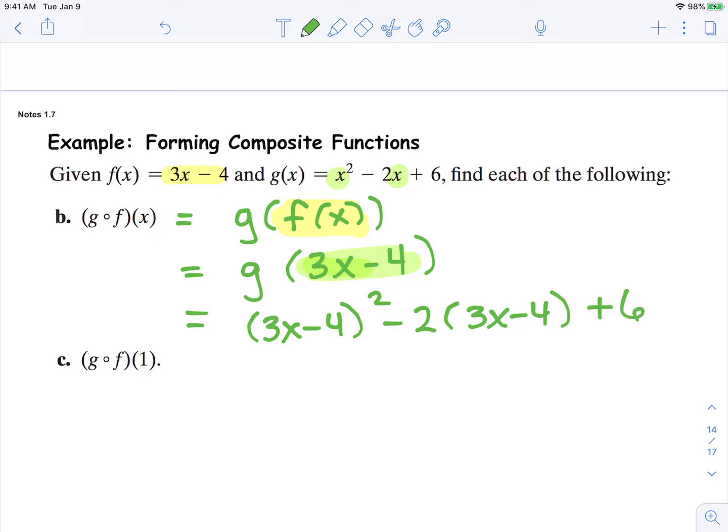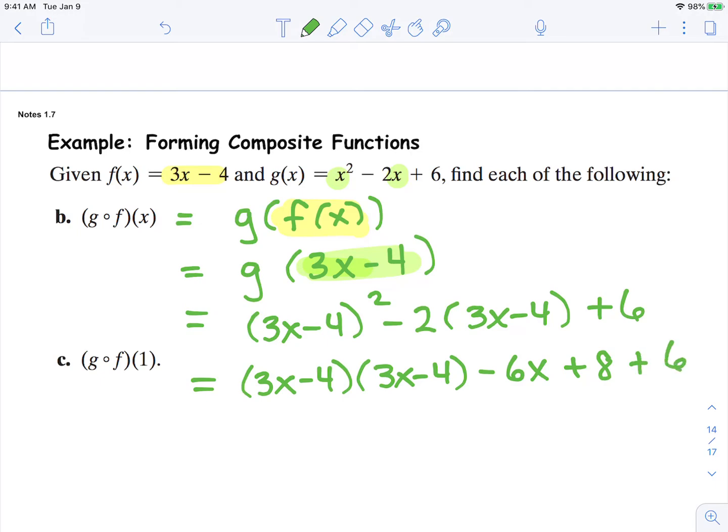Now we're ready to simplify. So we have to FOIL the first 2, and we have to distribute the negative 2. So here we go, we're going to start to FOIL. So first, outside, inside, last. And then we still have the minus 6x.